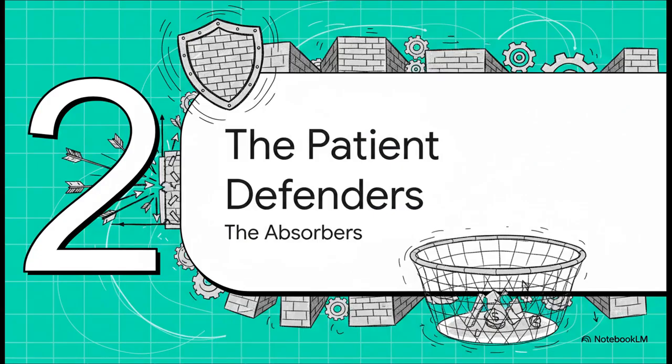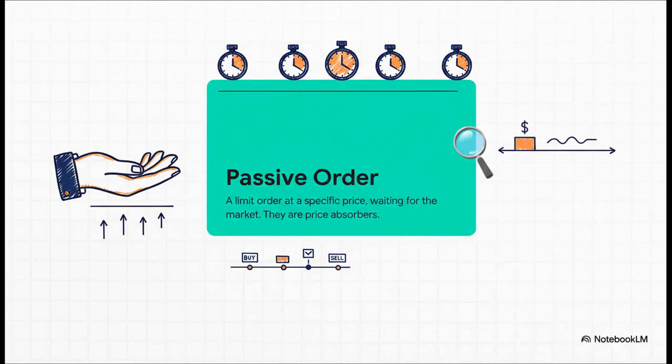But here's the thing. Aggressors don't operate in a vacuum. For every action, there's always a reaction. So let's meet the other side of this battle, the patient defenders. Now, unlike those aggressive traders, the passive folks are in absolutely no hurry. They use limit orders, which is just a fancy way of saying, hey, I'm willing to buy or sell, but only at my price and not a penny more. They just set their trap and wait for the market to come to them. Instead of moving the price, they absorb the force coming at them.